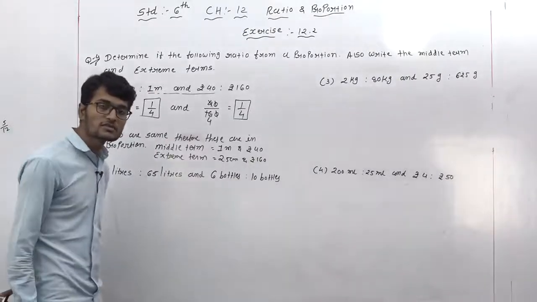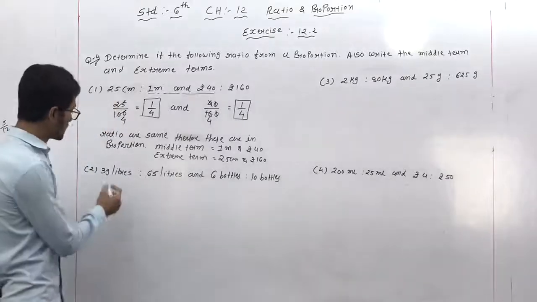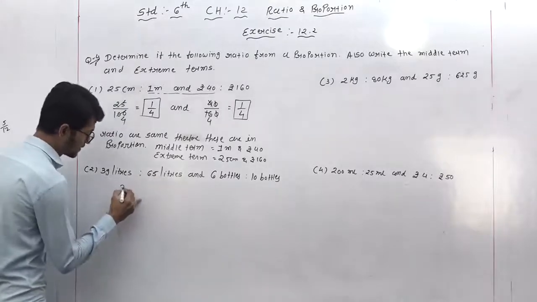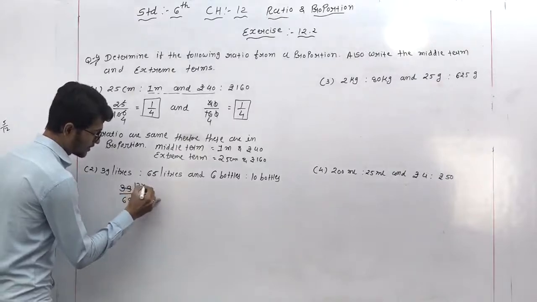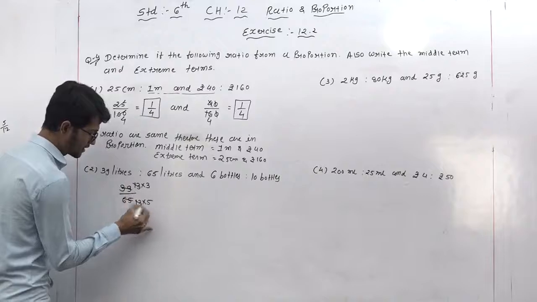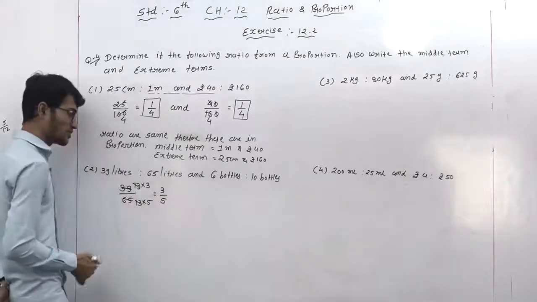Understand the first question? If you do not understand, then see the second question, same one. 39 liter is to 65 liters. First of all we have to find the ratio, यानी कि 39 by 65. Here 13 3s are 39, here 13 5s are 65, 13 cut. So our answer is 3 by 5. यानी कि the first ratio is equal to 3 by 5.